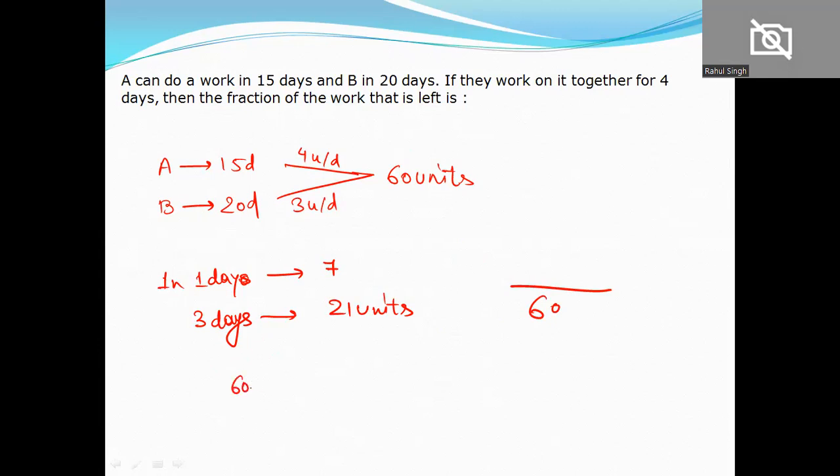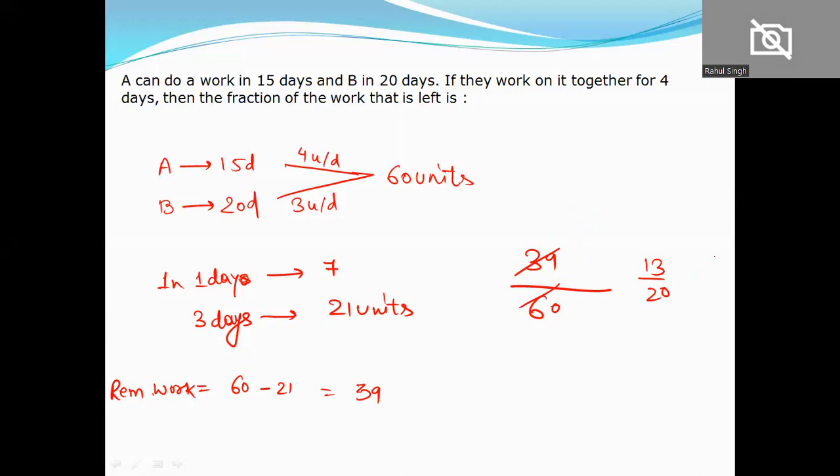So 60 minus 21, that's the remaining work, and that's nothing but 39. So 39 by 60 is the fraction of work which is left right now. You can reduce it by dividing by 3. So 13 over 20 of the work has been left. Alright.